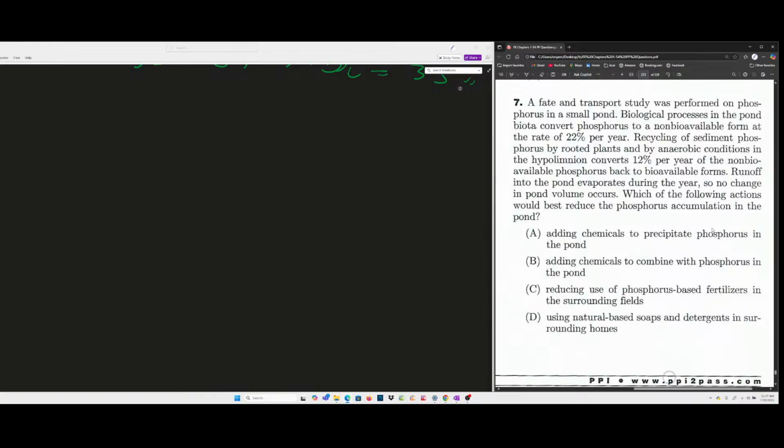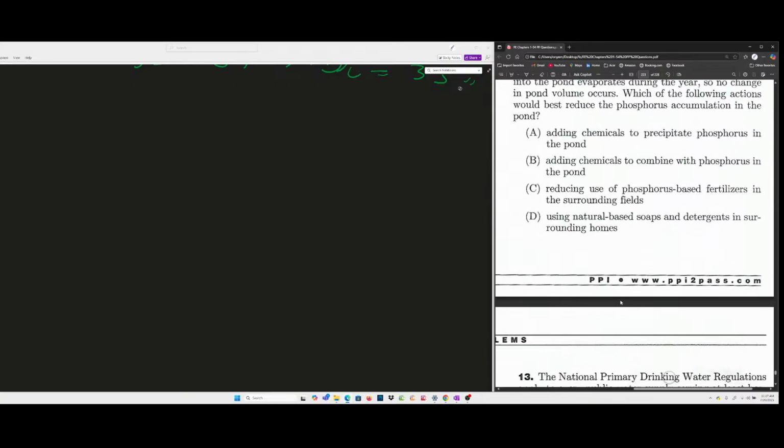So adding chemicals to precipitate phosphorus in the pond, no, it's not going to remove it. You're just putting chemicals to precipitate phosphorus. That means phosphorus will still be concentrated in the pond because precipitation, unless we filter it, is still right there. Adding chemicals to combat phosphorus in the pond, no, it's not going to reduce. We're just going to have a phosphorus compound. Reducing the phosphorus-based fertilizer in the surrounding of the field, yes, it's going to reduce because we are reducing the intake of phosphorus. So definitely C is our answer. Using natural-based detergent around homes, nope, it's not going to reduce. It's not going to contribute anything. So definitely C is the answer.